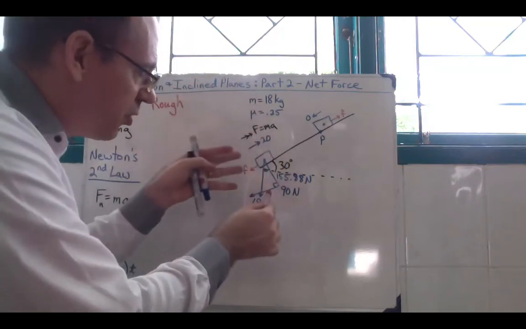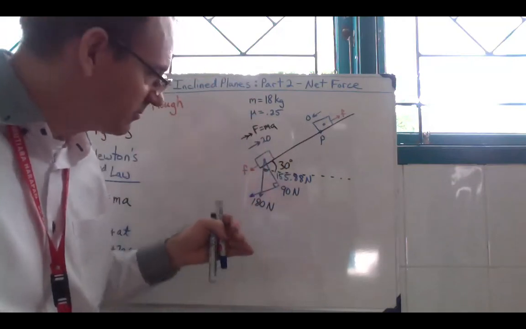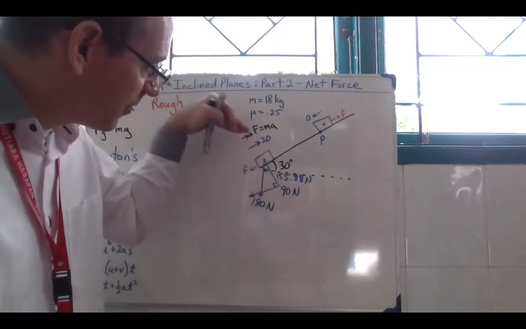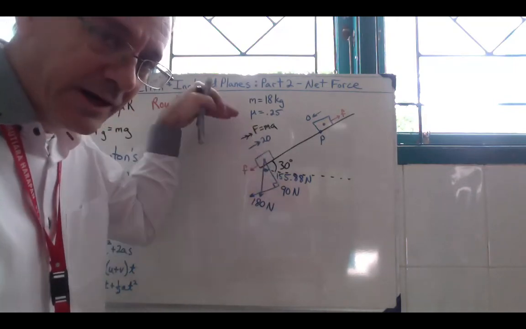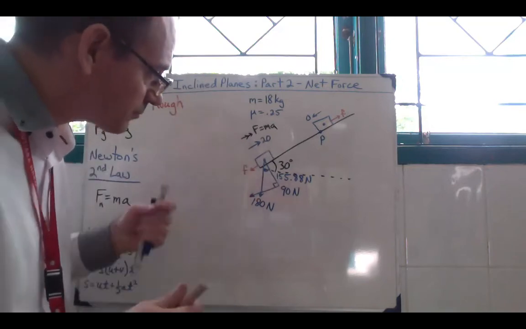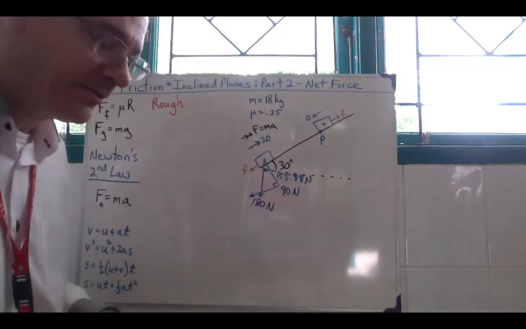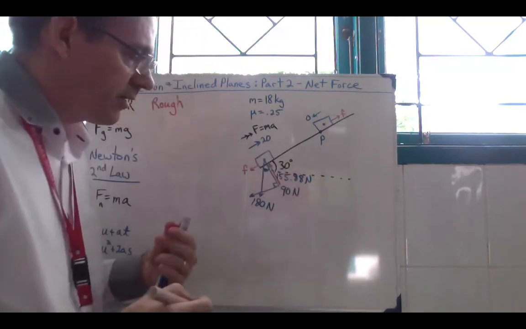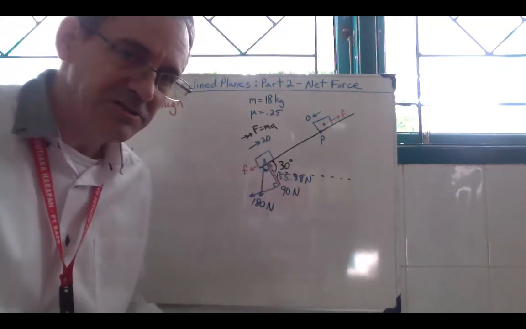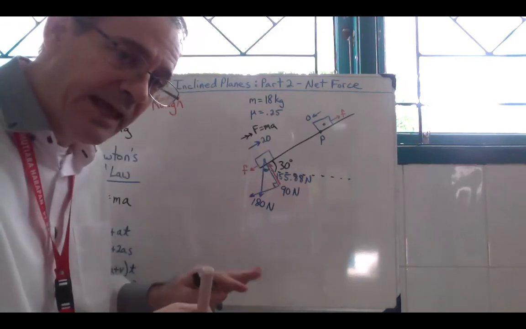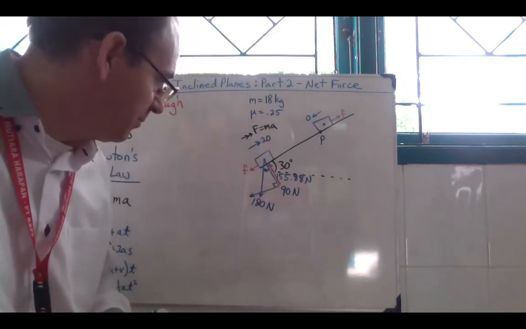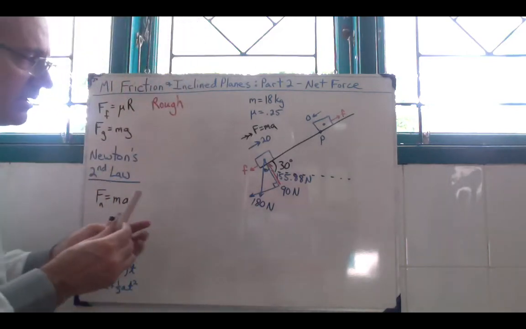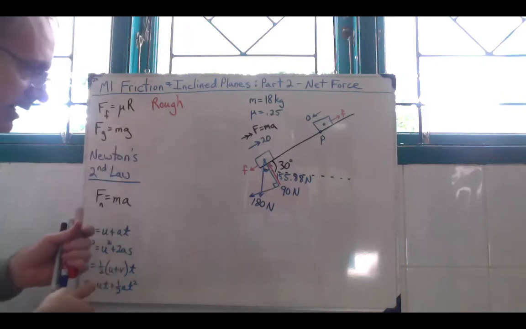And because there are no other vertical forces, when I say vertical, I actually mean perpendicular to the plane, we don't have any of those kind of forces. So that means this is also the normal contact force from the plane pushing back up against the object. So we now have these, so we can calculate the friction.